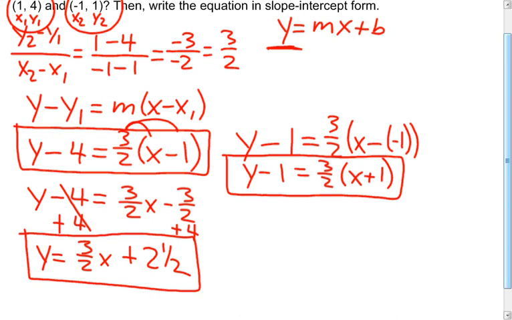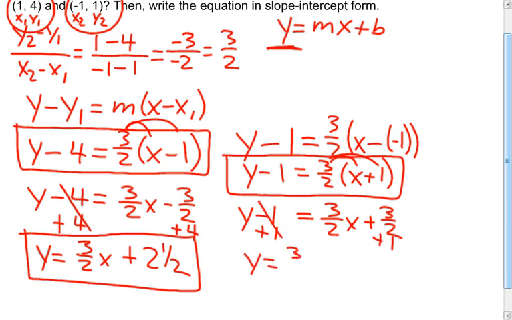I'm going to do the same thing to the one on the right-hand side, and I should get the exact same answer. Distribute: 3/2 x plus 3/2. Get y by itself, so I'm going to add 1 to both sides. y equals 3/2 x, 3/2 plus 1. 3/2 is really 1.5. 1.5 plus another 1 is 2.5.